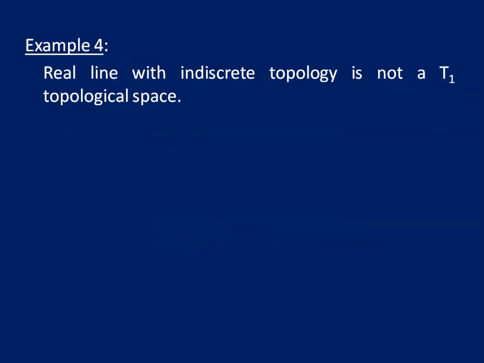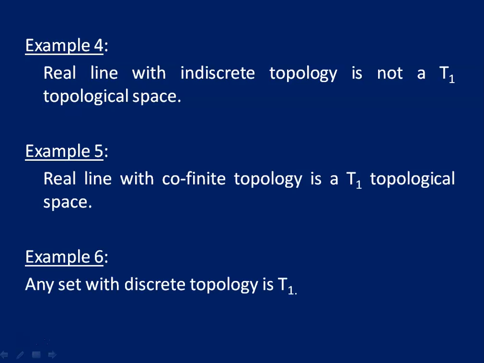Now we have the fourth example here. If we take the real line with indiscrete topology, then the real line is not a T1 topological space, because in the case of indiscrete topology, we know that the only open sets are the whole space, that means the whole real line, and the empty set. So in that case, we cannot find two open sets for every pair of distinct points, each containing one point but not the other. So the real line with indiscrete topology is not a T1 topological space.